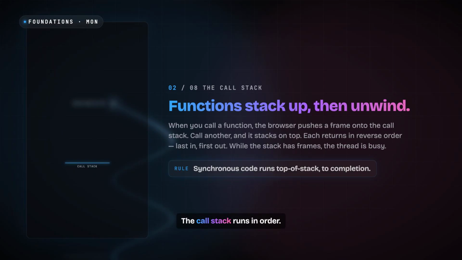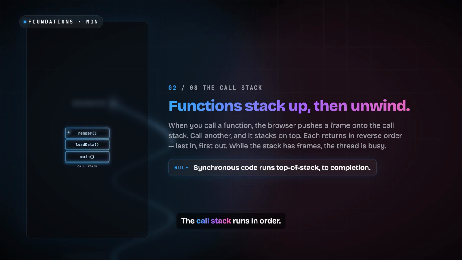Zoom into that one thread, and you find the call stack. Call a function, and the browser pushes a frame onto the stack. That function calls another frame, stacked on top. When a function finishes, its frame pops off. Last in, first out. This is synchronous code, one frame at a time, each running to completion before the next. And while there are frames on the stack, the thread can't do anything else.